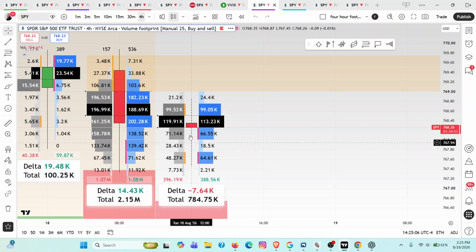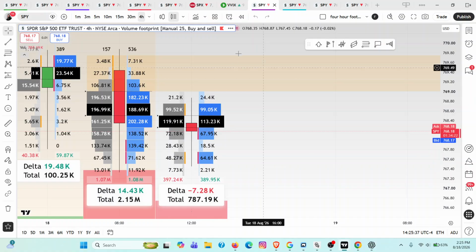So we can see here that sellers have been more aggressive at minus 7K, but we've seen the bounce occur. So again, if it retests this region where there was a 7.73K print and starts increasing, right? We know that the distribution is likely to occur. You want to see that it never really revisits this price zone at 67.5.